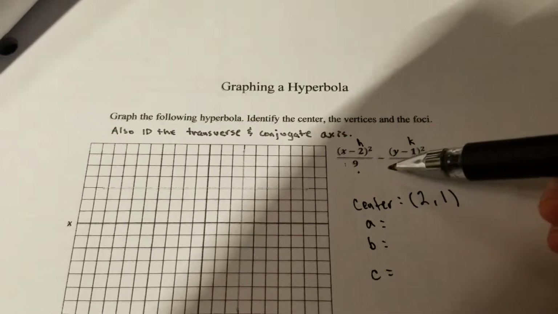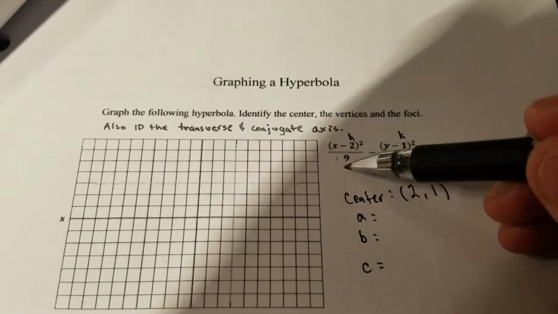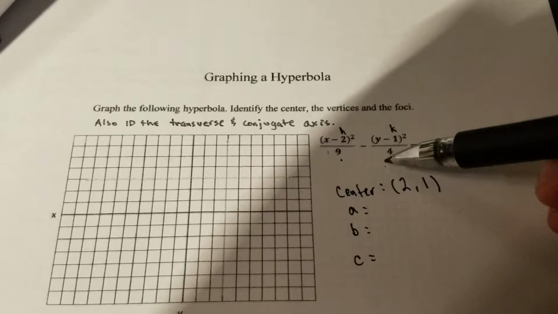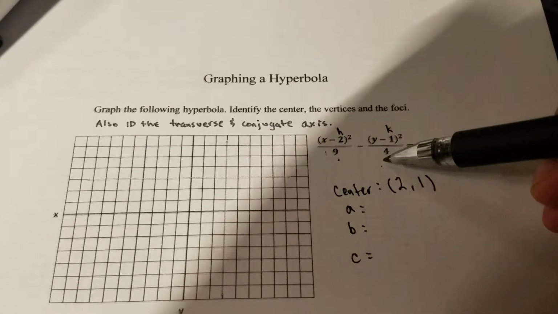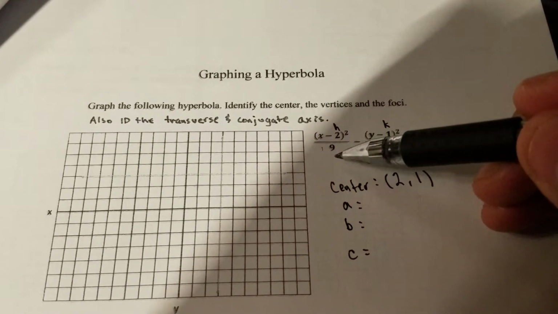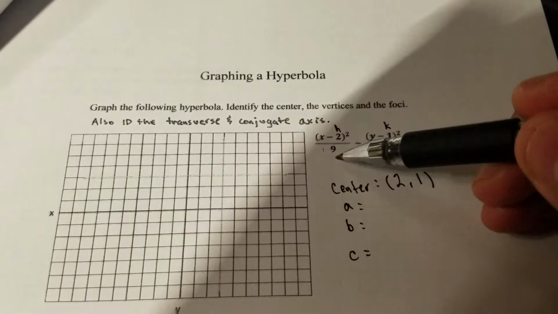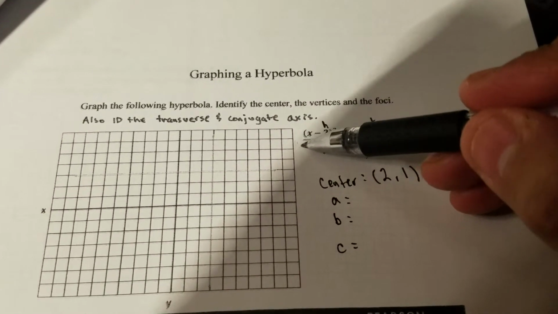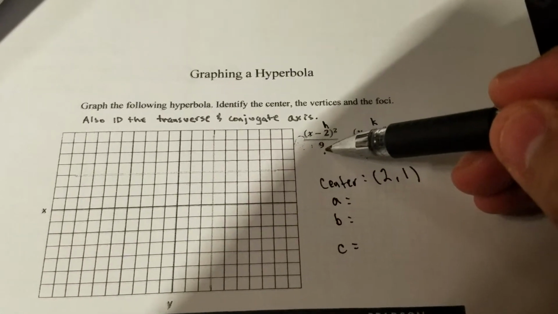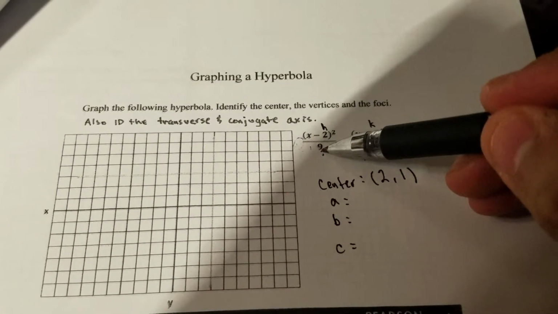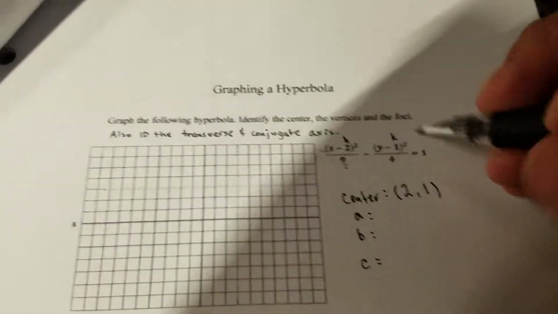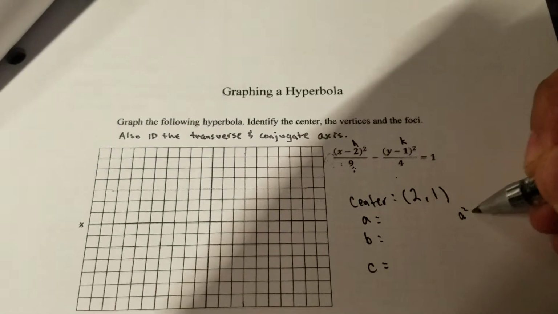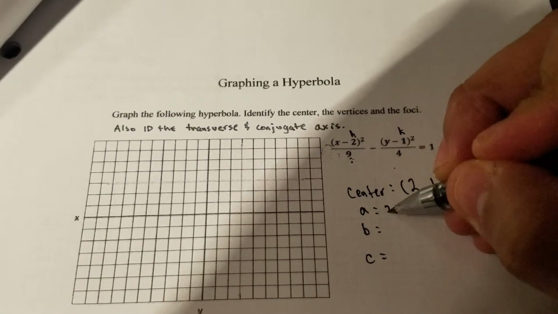Okay, this just so happens to be the bigger number. That does not mean that the biggest number is always the A value. Okay, but this is positive. Okay, there's no negative sign in front of the X, so this is the value for A. So A squared is equal to 9, which means A is equal to 3.